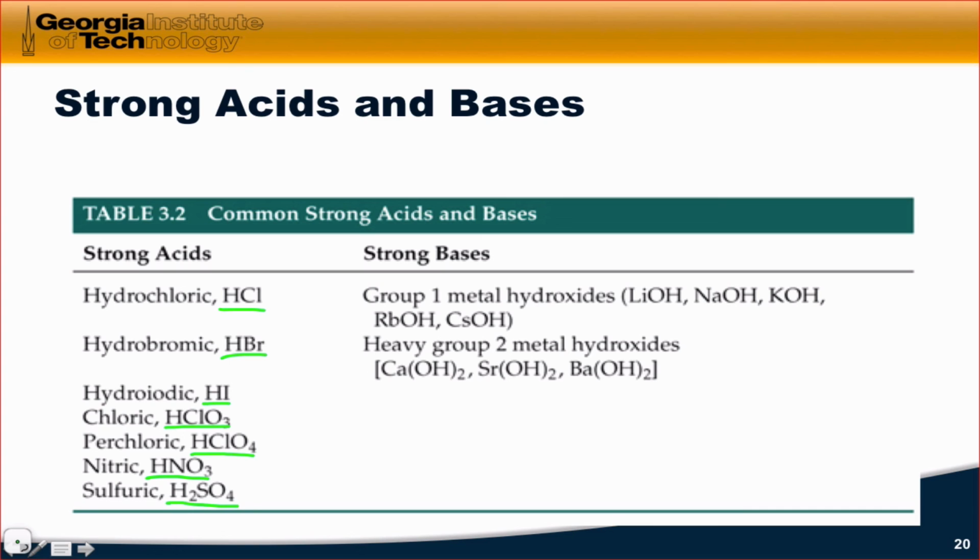Strong bases are the salts of hydroxide, especially of the group 1 metal cations. Lithium hydroxide, sodium hydroxide, and potassium hydroxide are the most common examples, but rubidium and cesium hydroxide also fit into this category. The heavy group 2 metal hydroxides are also strong bases. Calcium hydroxide, strontium hydroxide, and barium hydroxide are 3 examples.